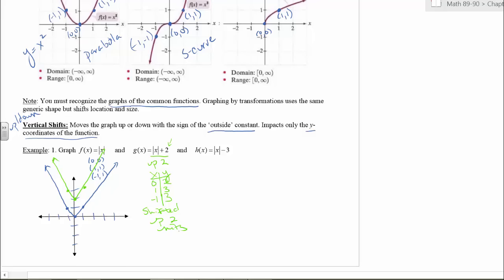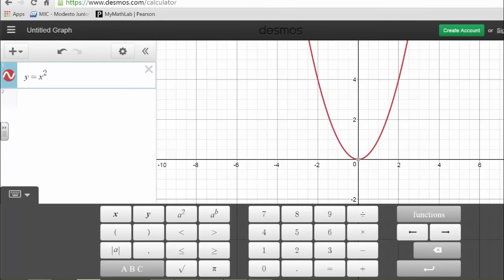That's a transformation. Basically what we're saying is you don't have to do a t-table. You should just know by looking at the plus 2 after the absolute value that that's going to move everything up 2. So real quick, I'm going to switch over to Desmos, which is a graphing calculator.